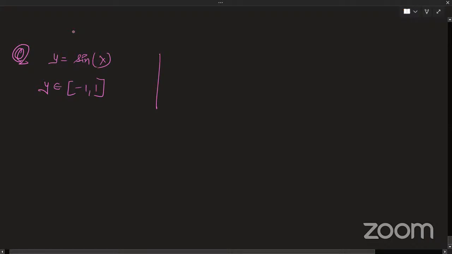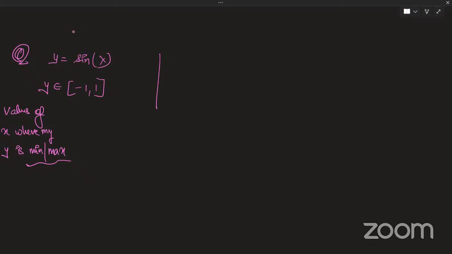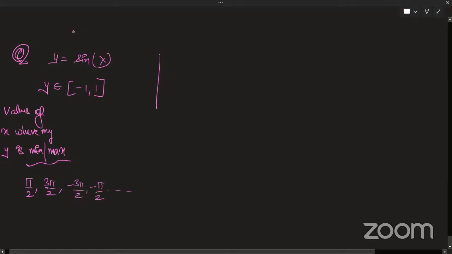Do you also know the values of x where my y is minimum or maximum? Do you all know the values of x where my y is minimum and maximum? Yes, you know, right? It is pi by 2, then we have 3 pi by 2, right? Minus 3 pi by 2, minus pi by 2, right? You know all the values, right? Okay, great.